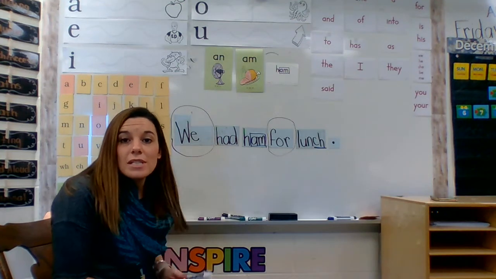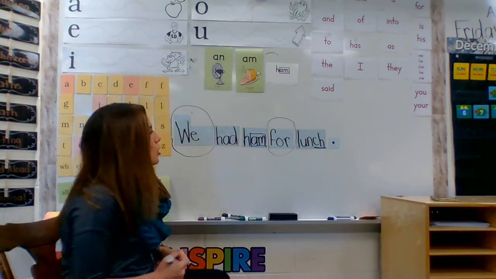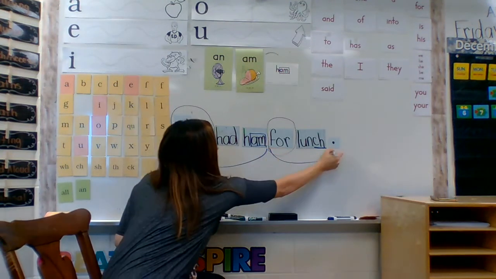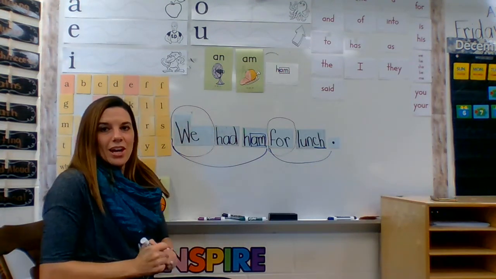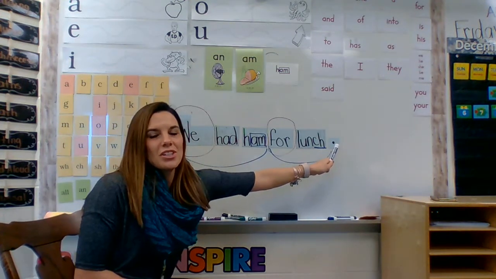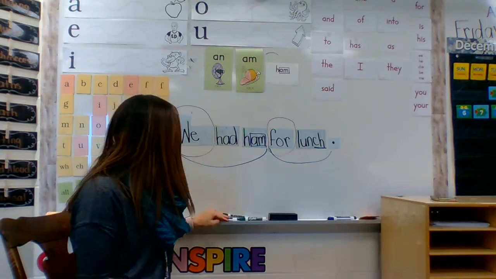Now I need my fluency sweeps so I don't sound like a robot. We had ham for lunch. Okay, read it with me. We had ham for lunch. All right, boys and girls, great job.